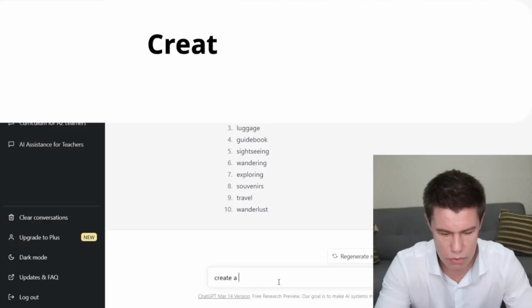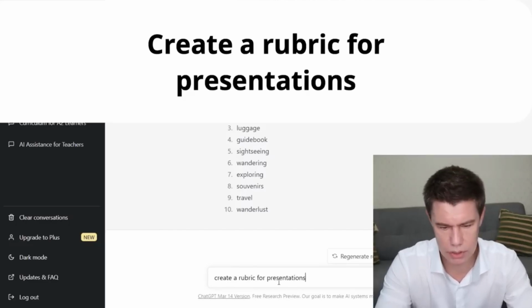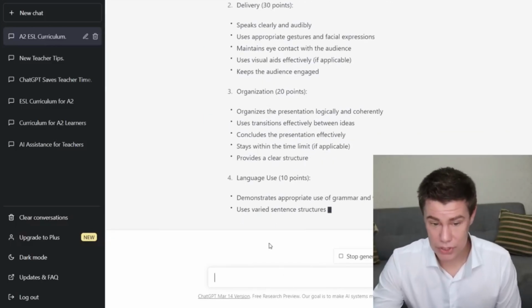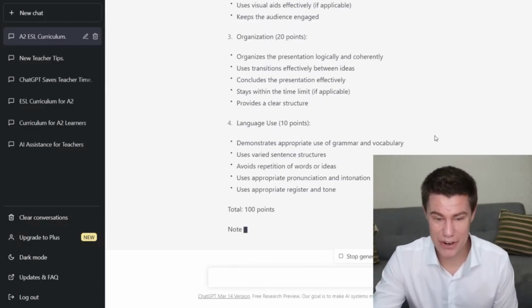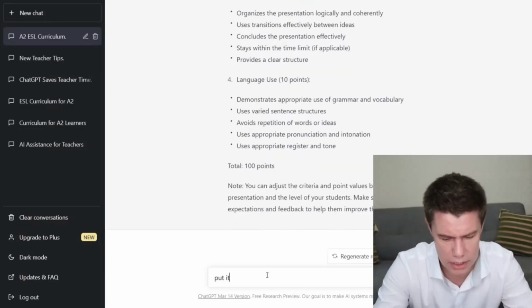ChatGPT can create rubrics aligned to specific standards. ChatGPT will compose a rubric for any type of student performance. It can also create checklists to document the student's academic, social, emotional, and physical progress. Create a rubric for presentations, content, 40 points, delivery, language use, demonstrates appropriate grammar and vocabulary. You can adjust the criteria and points. And then we can say, put it in table format.